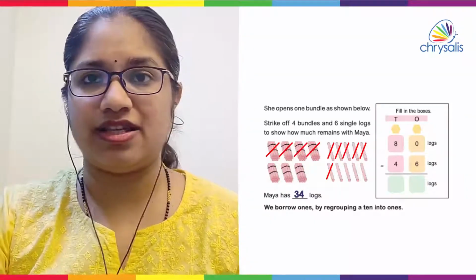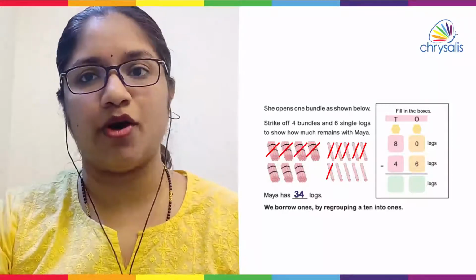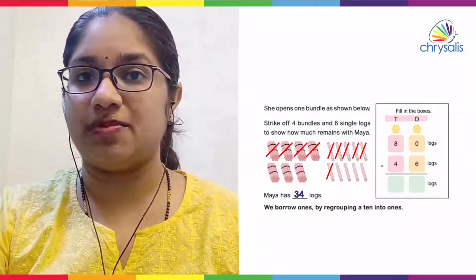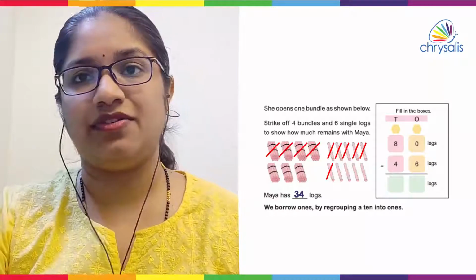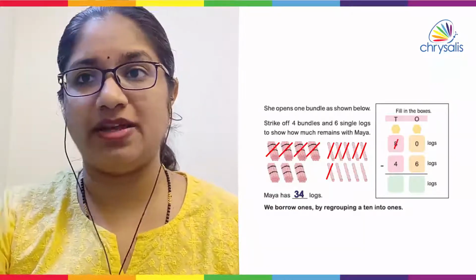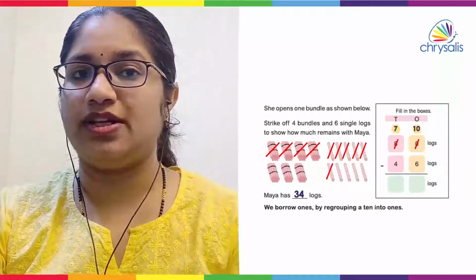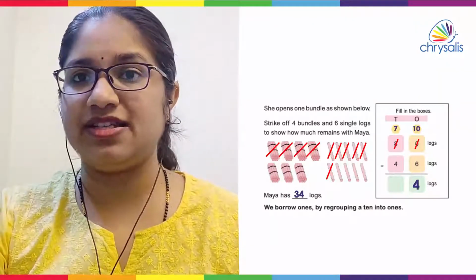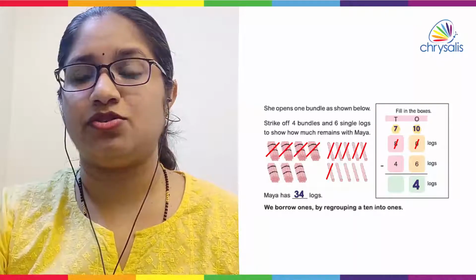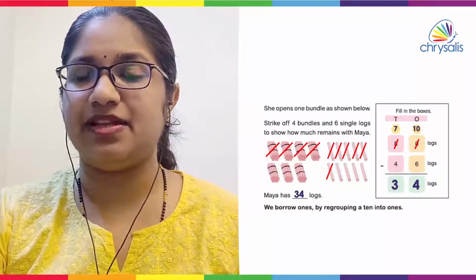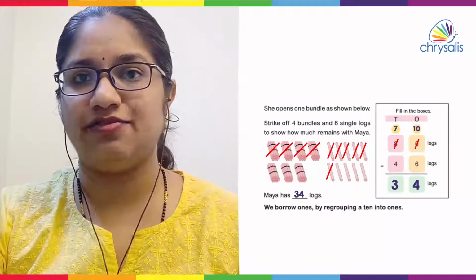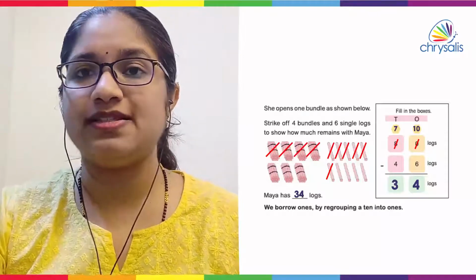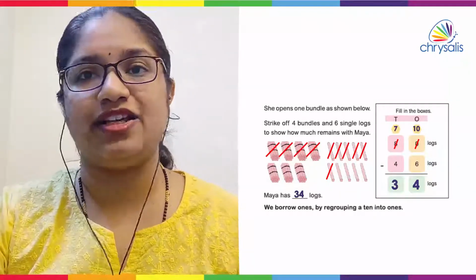See the calculation in the box for subtraction with borrowing. To subtract 6 from 0, we will first borrow 1 tens from 8 tens. So 10 minus 6 is 4. From the remaining 7 tens, we take away 4. So we have 3 tens. So the answer is 34. We borrow ones by regrouping a 10 into ones.